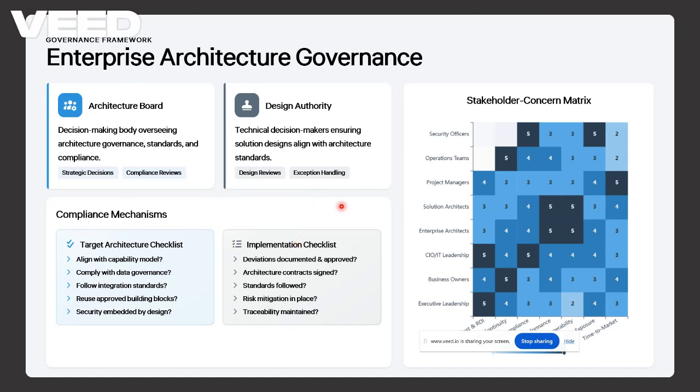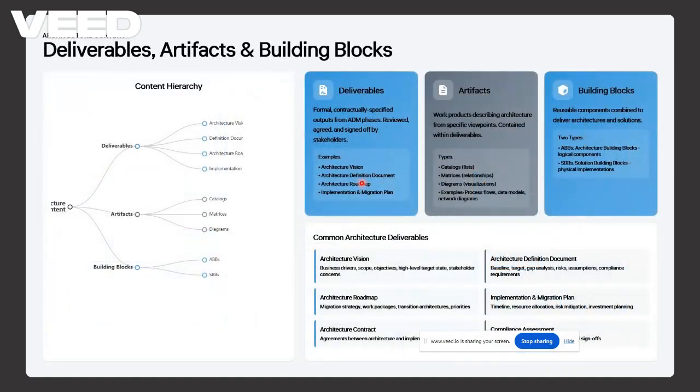And now the implementation checklist: what methodology you are implementing. Deviation is documented. If you need a deviation, you will get it approved. Architecture contract signed. Standards followed. Risk management in place. Traceability maintained. Here we should follow these.